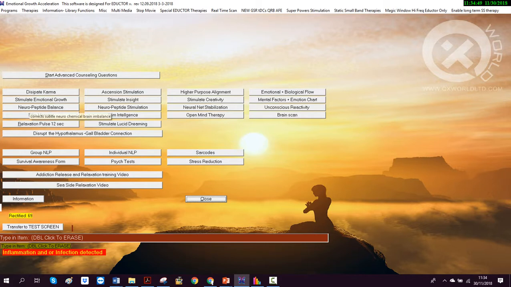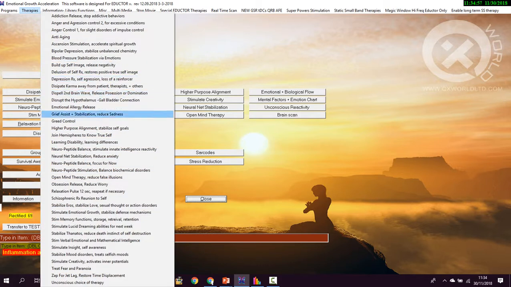We have here all the neuropeptides: neuropeptide balance, stimulation, stabilization. So what are those neuropeptides? The neuropeptide balance is to stimulate the innate intelligence reactivity, the neural net stabilization to reduce anxiety, the neuropeptide balance to focus on the now, the neuropeptide stimulation to balance biochemical disorder. This is so important. And then we can work specifically on neurotransmitters.